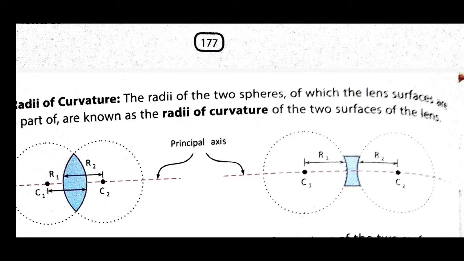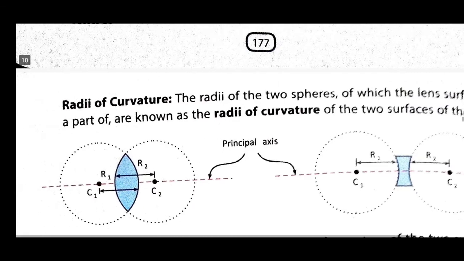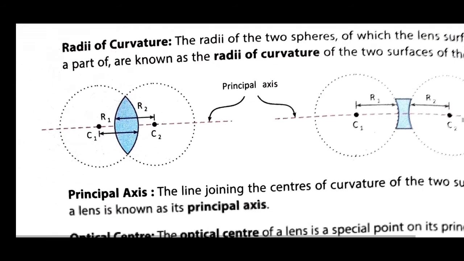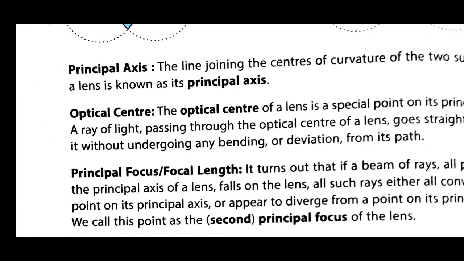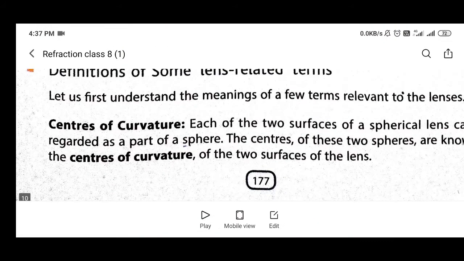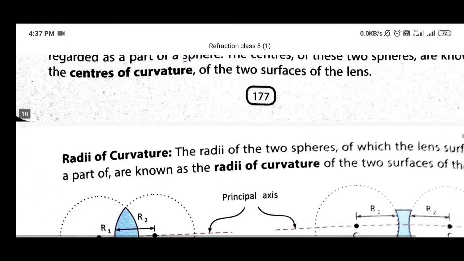So, when we summarize, we can say the center of the hollow sphere by which the lens is made, or from which the lens is cut, is known as the center of curvature. It is denoted by C1 and C2. Okay. Now the second term, radius of curvature. At first, center of curvature, after that radius of curvature.